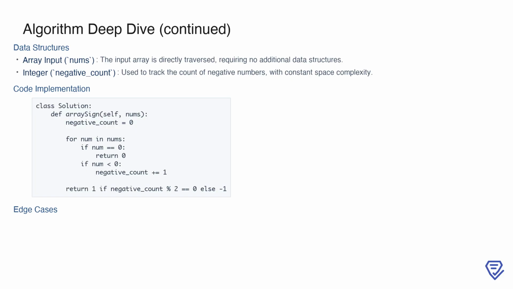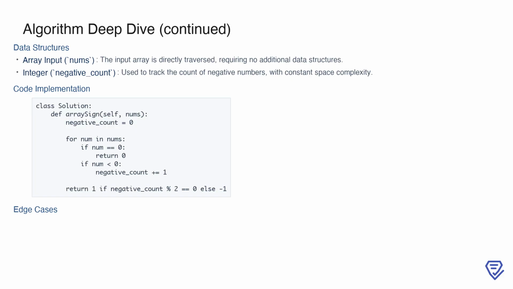The code implementation reflects this simplicity. We start by initializing negative_count to 0. As we iterate through the array, we check each element. If the element is 0, we immediately return 0. If it is negative, we increment the negative_count. After completing the loop, we determine the result by checking whether negative_count is even or odd. An even count results in 1, while an odd count results in -1.